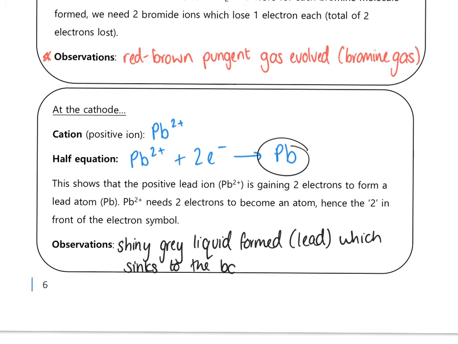If you can recall from the video we watched yesterday, when they poured the liquid out, you could see a little bead of metal at the bottom of the container, at the bottom of the crucible, and that was a little bead of lead. We describe that as a shiny grey liquid that sinks to the bottom, or a shiny grey bead of metal. So that is your electrolysis for lead bromide, and we'll see a summary of that later. The important things are your half equations and your observations for both what happens at the cathode, and what happens at the anode.